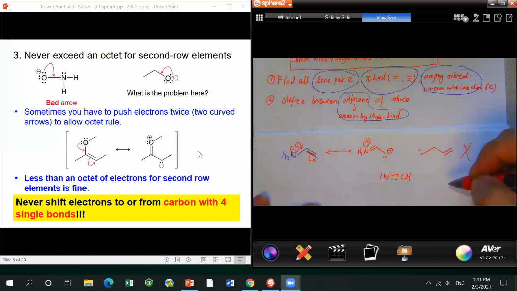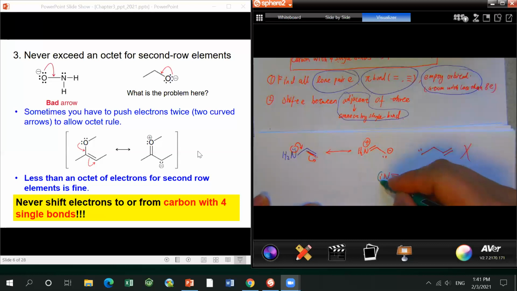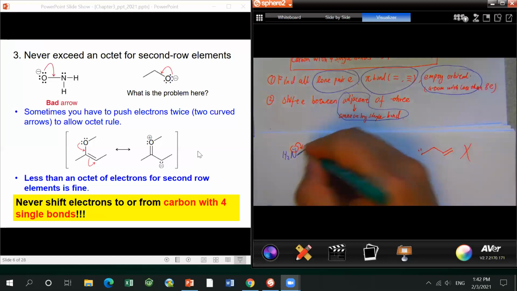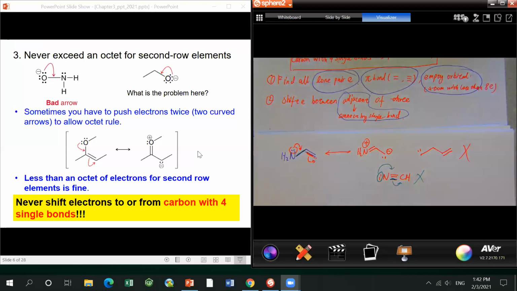Another example, too close. We have lone pair electrons and also a pi bond. Someone might say, oh, we can shift the electrons. That's wrong, because this is not connected by a single bond. It's not adjacent, that's just on the same atom. So in this case, you cannot do this. It has to be connected by a single bond adjacent. That's something to keep in mind.